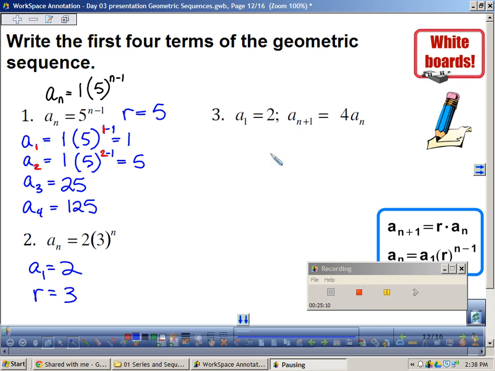See how I pulled information out of the formula? Let's repeat it. This tells me what the first term is. A sub 1 is 2. This says to get to the next term, I take the previous term and multiply by 4. That's the recursive formula. I'm not using the recursive formula, I'm just pulling information from it. Make sense? So if I know r is 4, and I know my first term is 2, then my second term is 8, and my third term is 32, and my fourth term is, what's 32 times 4? 128. Okay, get that one down in your notes.